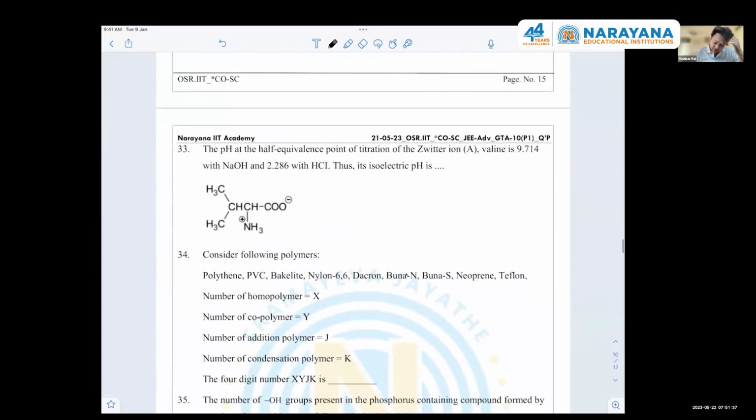The pH at the half equivalence point of the titration of zwitter ion A with NaOH and HCl. Thus the isoelectric pH is. The pH at the half equivalence point of the titration is this, with NaOH and this one. So you can do this problem. You can also ask in organic chemistry.